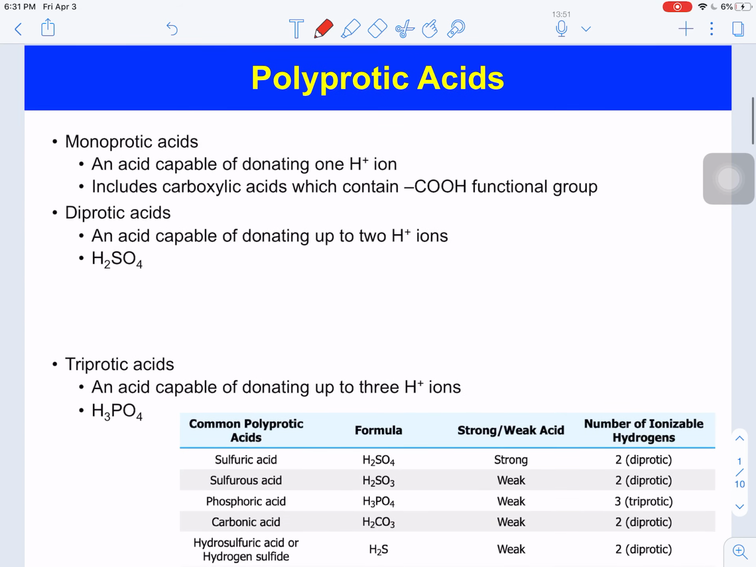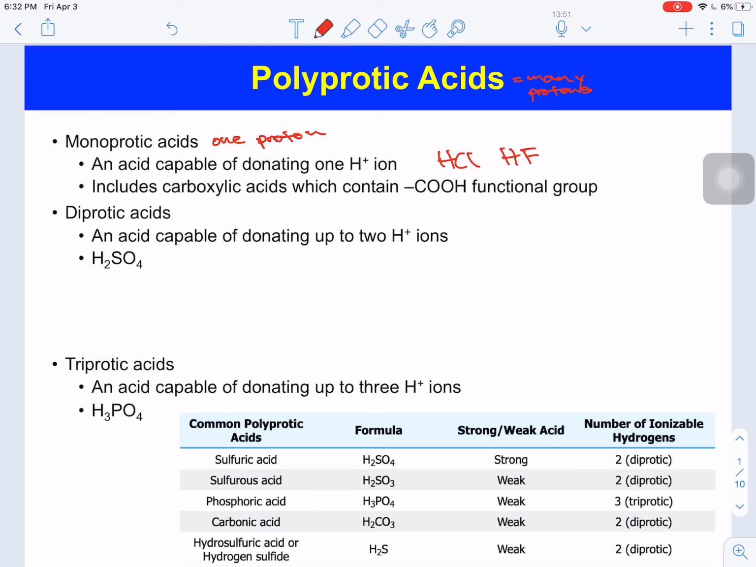Moving on to mono and polyprotic acid, you can break down the name and figure out that monoprotic means one proton. Polyprotic is many protons. So monoprotic acids are any acid that just has one H. Like we just went over, HCl, HF, all prime examples of monoprotic acids. Polyprotic acids just have more than one H.